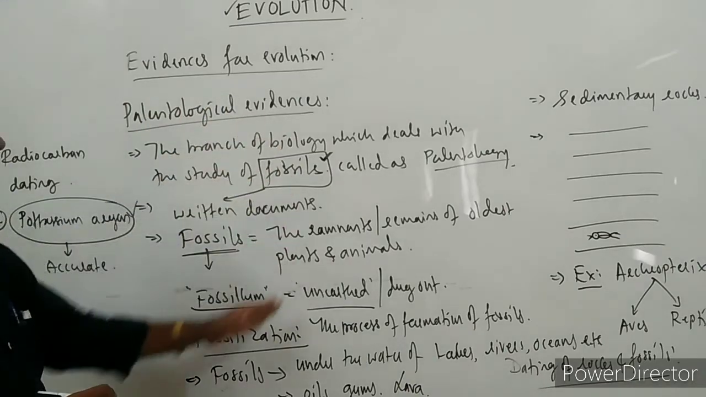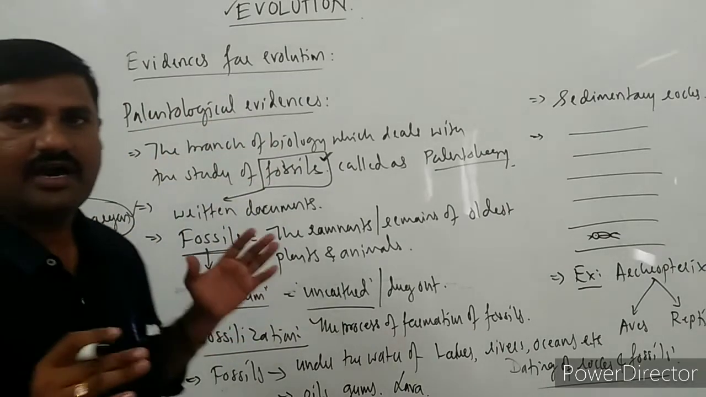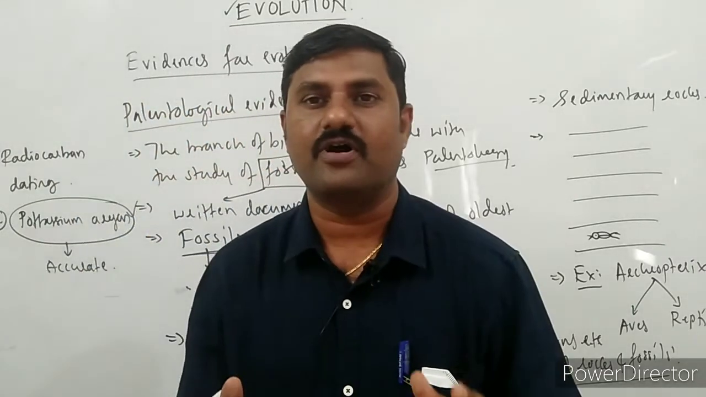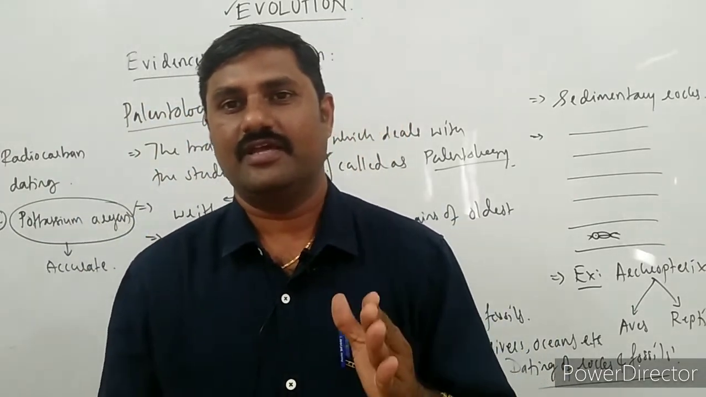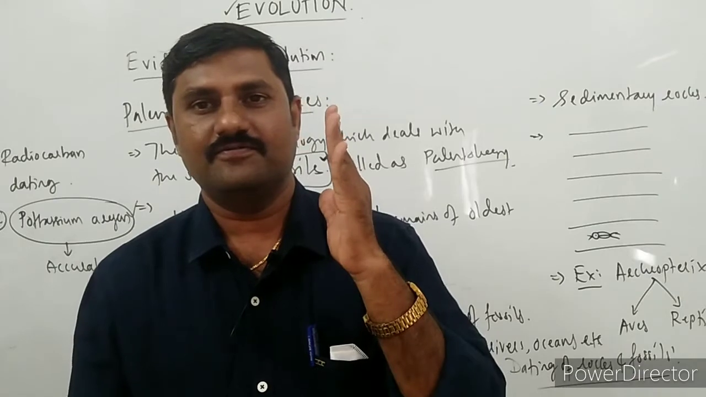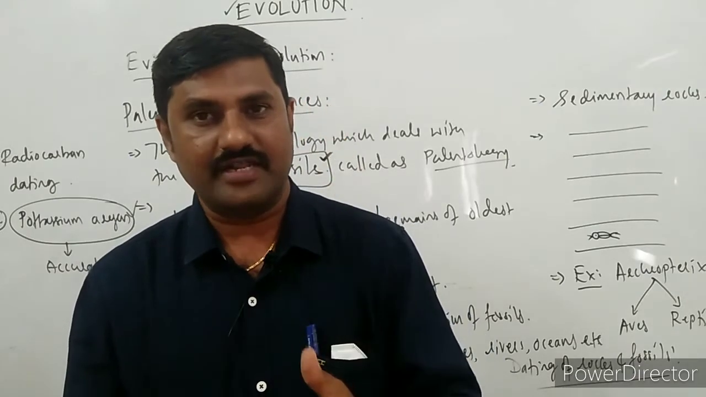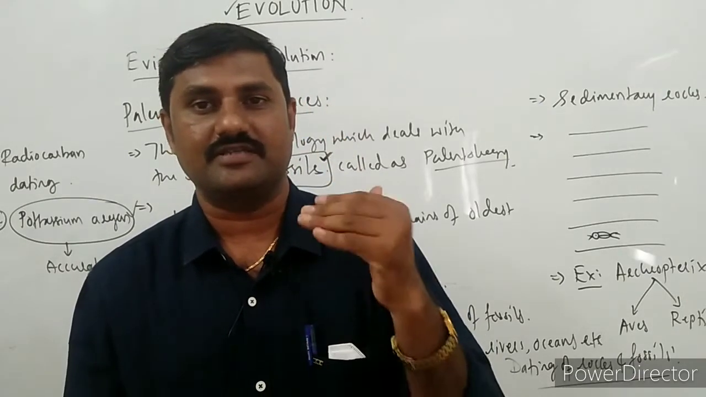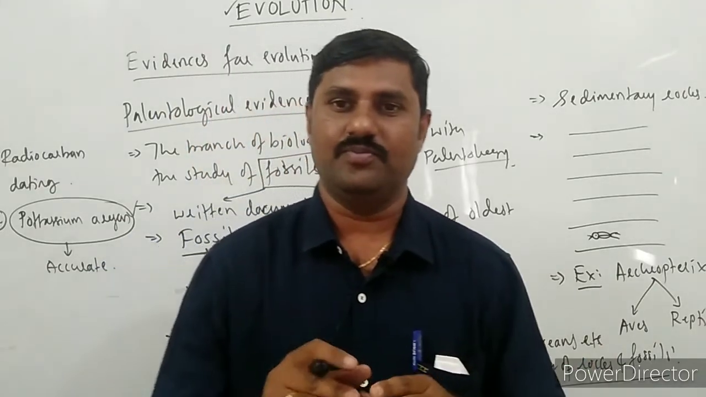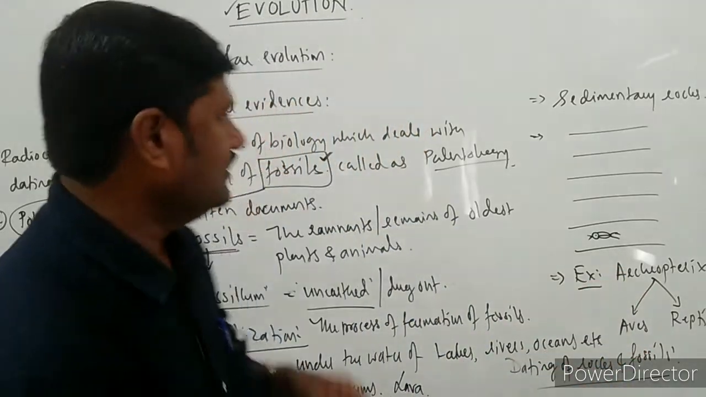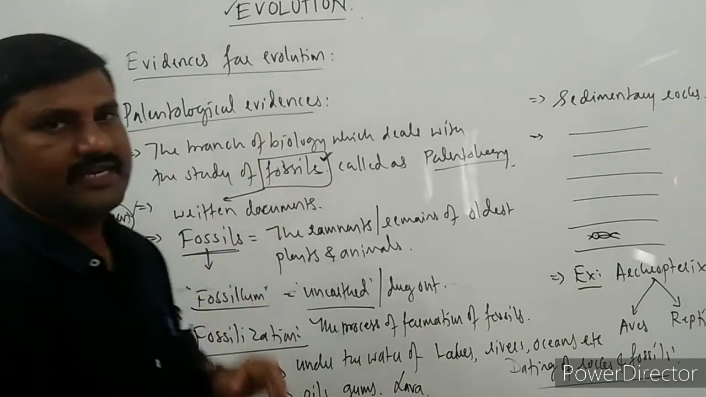Now we came to know what these paleontological evidences are. How do they give the proof? They are the evidences for fossilization, and the evidences for the evolution which has taken place on this earth. I hope it is very clear to you now. So this is about paleontological evidences.